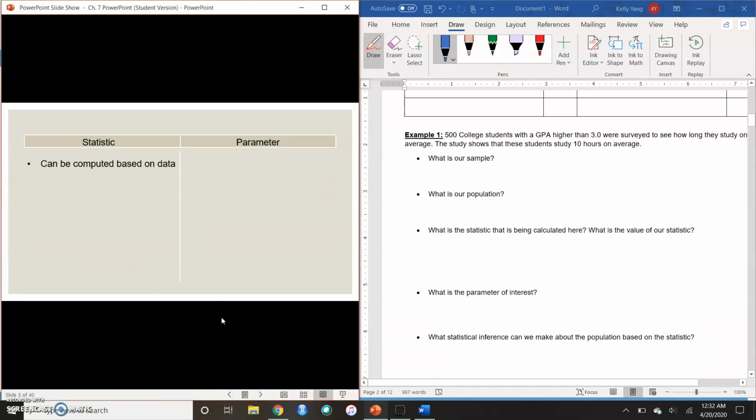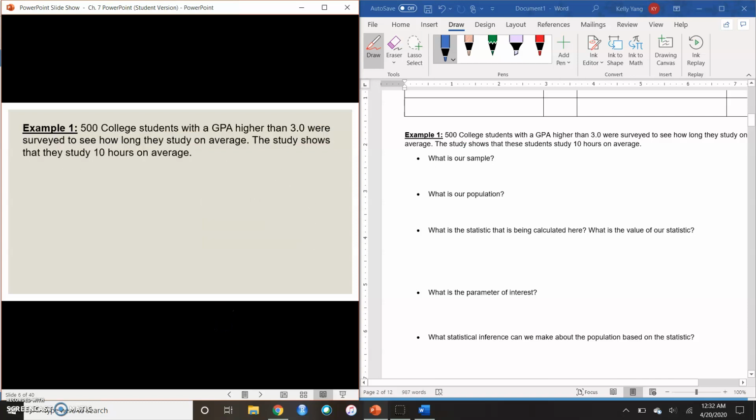Okay, I lost my spot, so let's go back here. In this first example, we're told that 500 college students with a GPA higher than 3.0 were surveyed to see how long they study on average. The study reveals that these students study 10 hours on average. The point of this example is to get you comfortable with identifying the sample, the population, being able to find the statistic or the parameter, and finally being able to make a statistical inference.